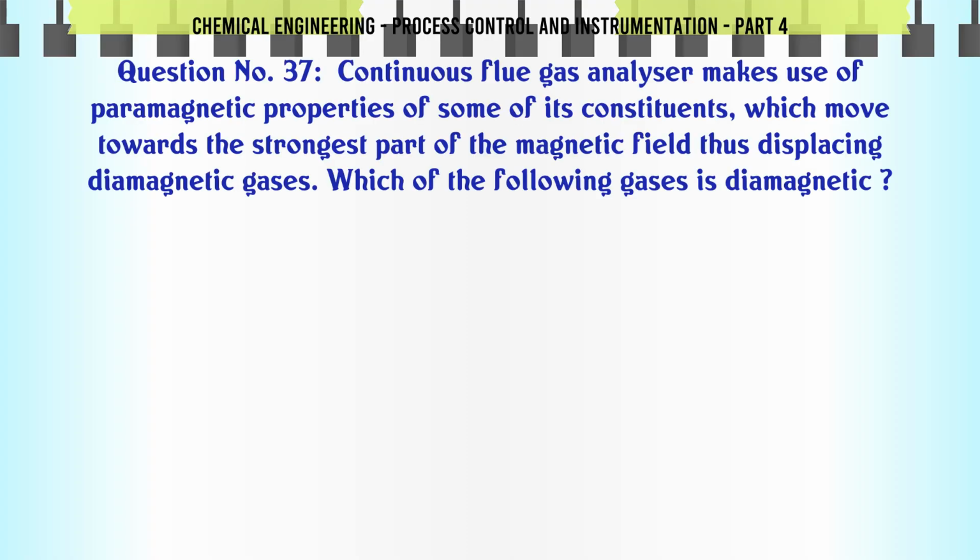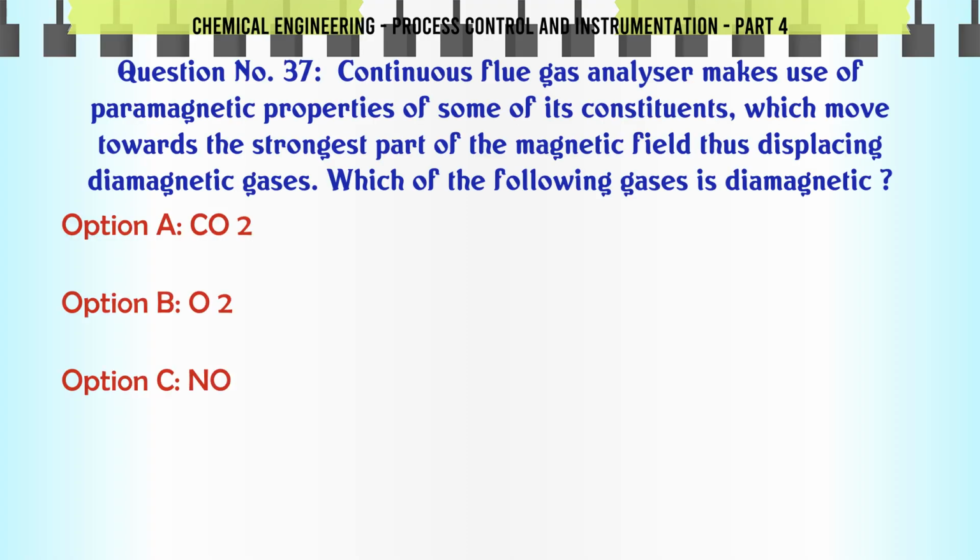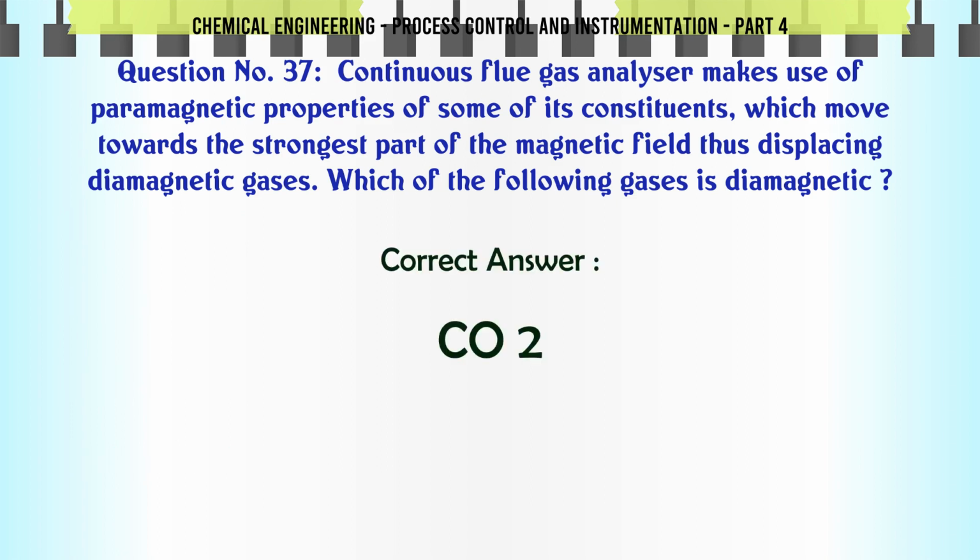Continuous flue gas analyzer makes use of paramagnetic properties of some of its constituents which move towards the strongest part of the magnetic field, thus displacing diamagnetic gases. Which of the following gases is diamagnetic? A. CO2, B. O2, C. NO, D. NO2. The correct answer is CO2.